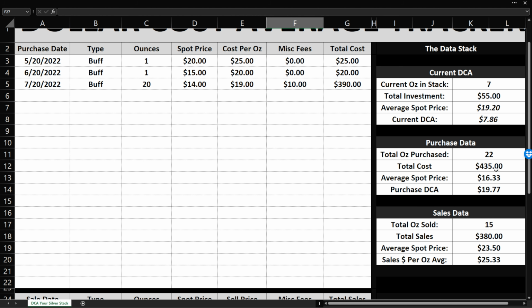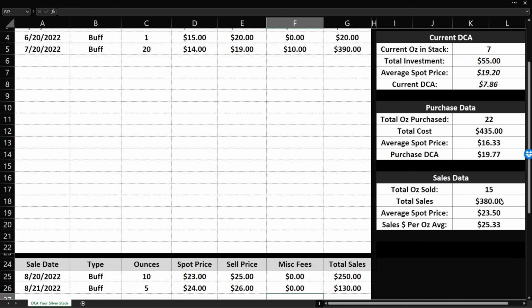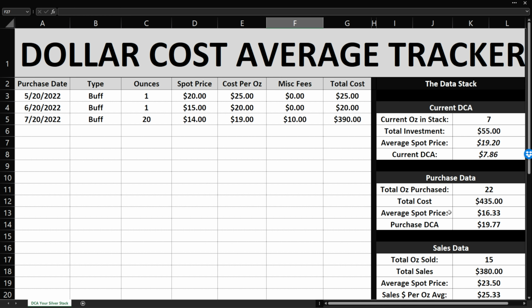And as you can see, we keep all of these numbers separate. So you have this as your current dollar cost average, your purchase data. So this is the DCA of everything you've purchased, your average spot price, and then your sales data, same thing: average spot price for all of your sales, average sales per ounce, total sales, etc. That has everything there, and it all averages out to your current DCA of 7 ounces still in your stack with a total investment of $55 for $7.86. So that is how the spreadsheet works. If you never knew what DCA was, I hope this gives you an idea of how it actually works and gives you some thoughts on how to do it.